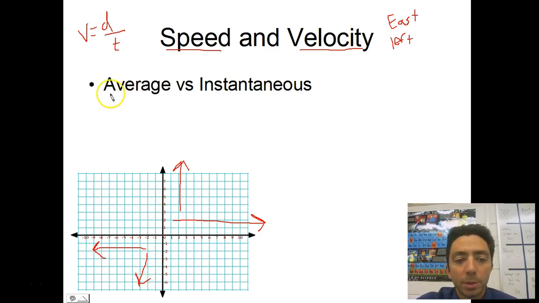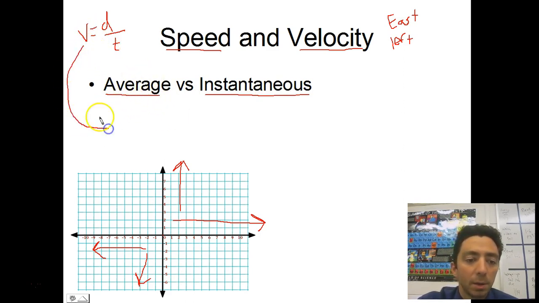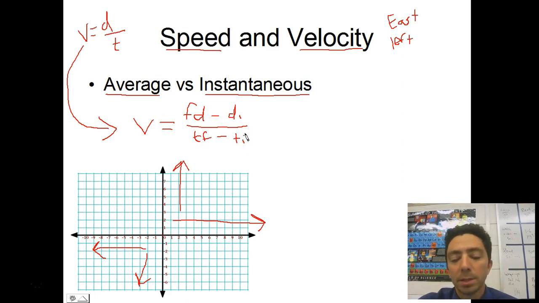There's an important distinction here between average and instantaneous velocity. Average is going to be that total time. And so the formula for average velocity, we could write it like this: v is equal to the final distance minus the initial distance, and we do the same thing for time. So what was the final time minus the initial time? That's going to find the average over the entire course of that time we were measuring the speed. The instantaneous would be at that given moment.